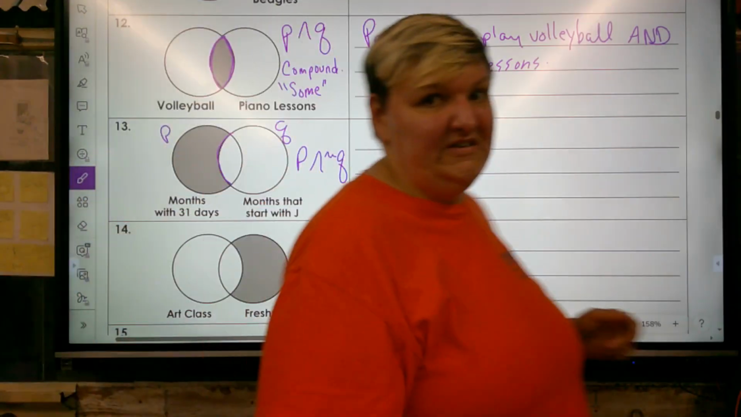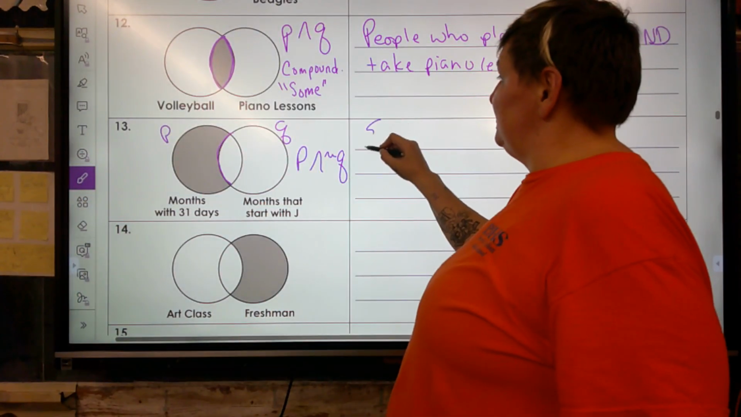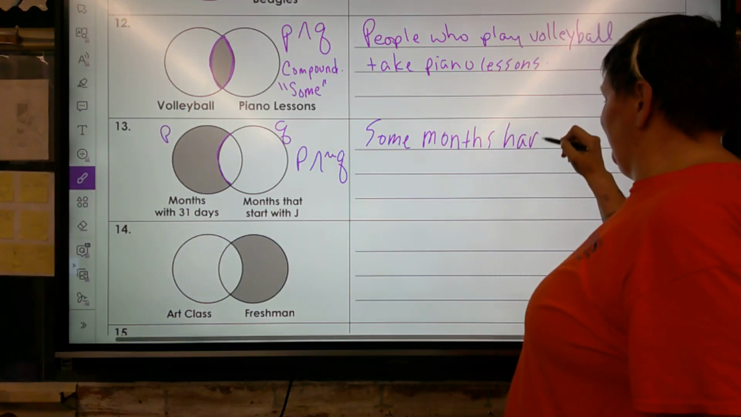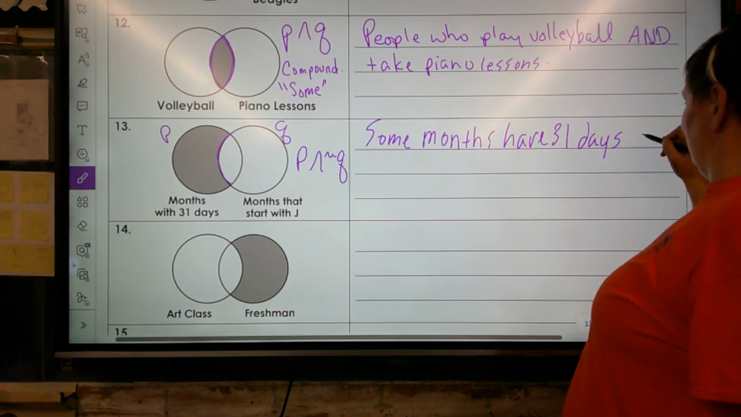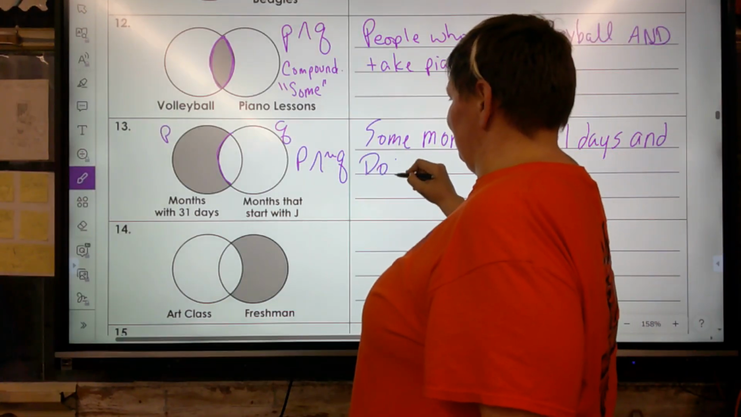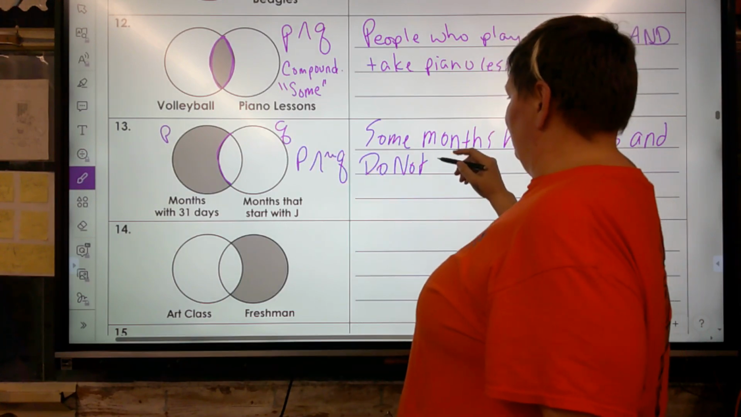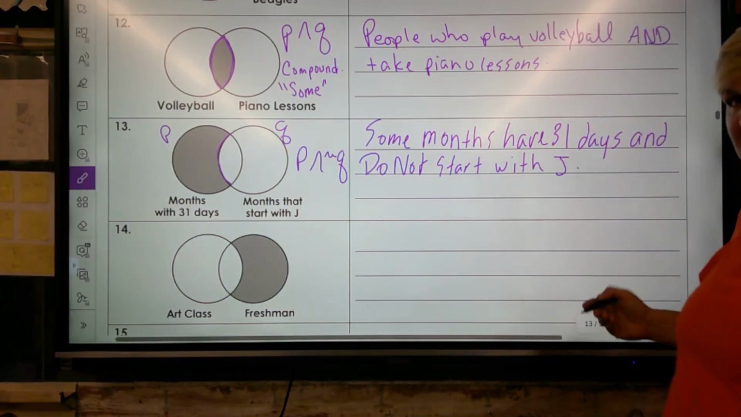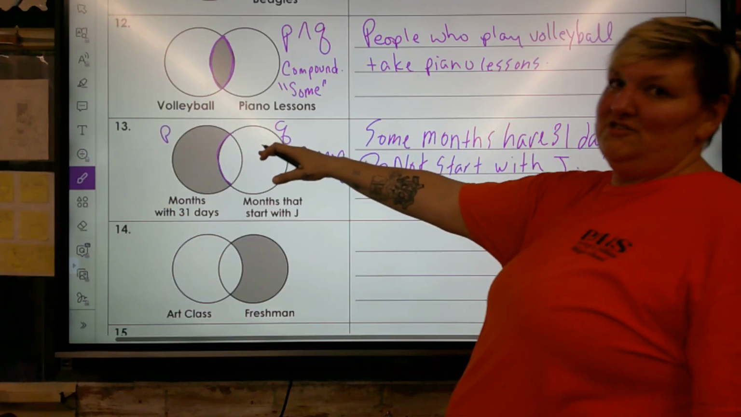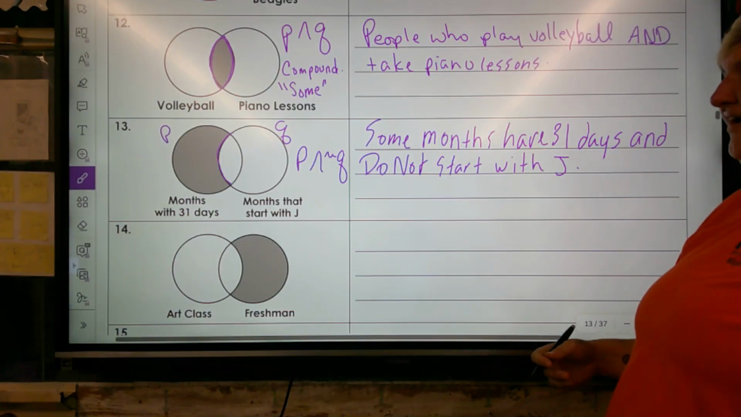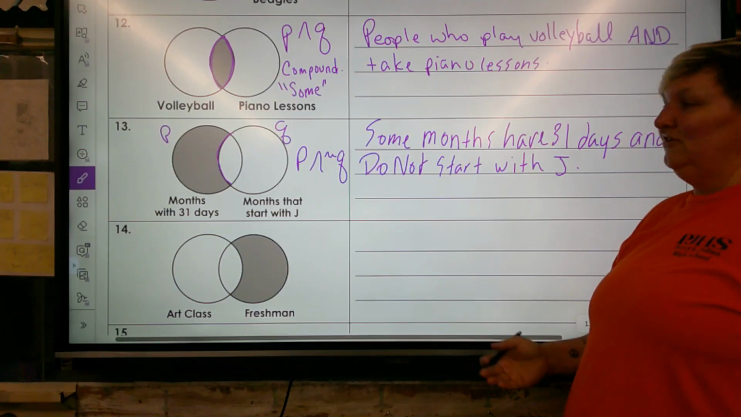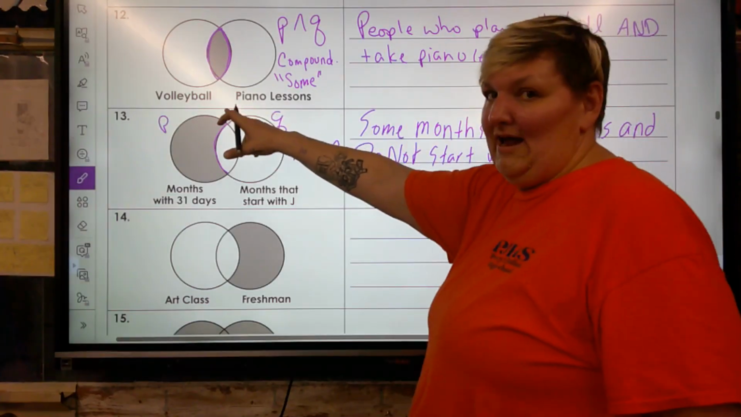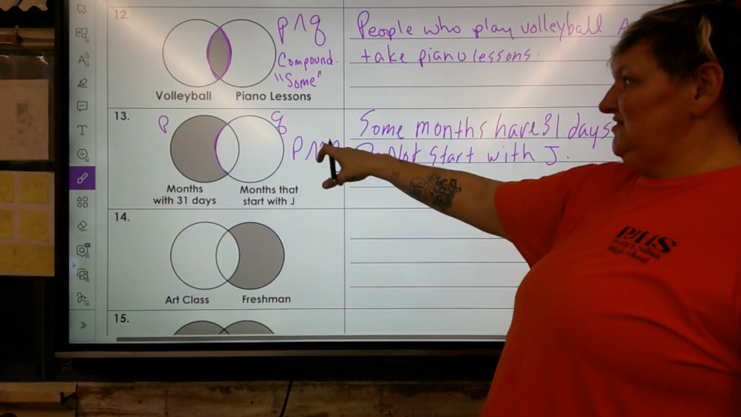Remember the keyword here can be some. Some is a good way to start. Some months have 31 days and do not, that's our not, that's our negation. Start with J. Again, there are several different ways you can write this, as long as it matches your diagram. You could have said months with 31 days and not months with, this start with J. As long as you said and not. And not, that's the important part. Some tells you it's an overlapping diagram, and the and not tells you that there's a negation in there.